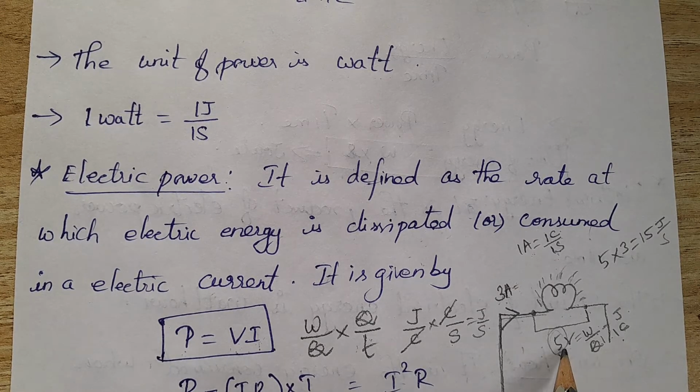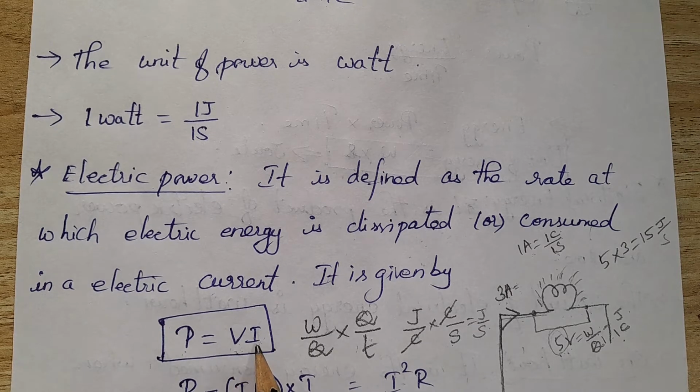5 joules of energy is required. So for moving 3 coulombs of charge, it requires 5 into 3, 15 joules per second of energy to be dissipated, right? So if it is given in the form of volt and current, you can use this formula.